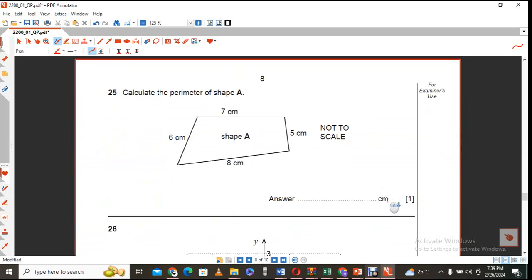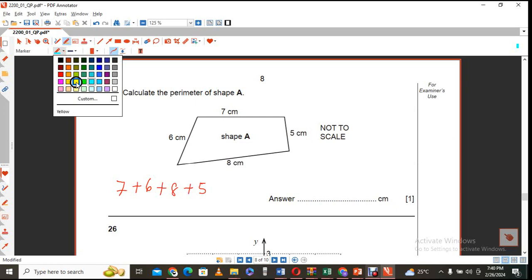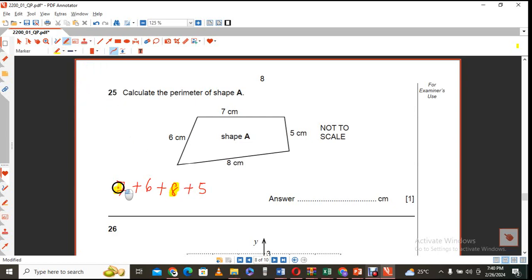Now question 25 wants you to find the perimeter. You simply add everything around. So you say 7 plus 6 plus 8 plus 5. It's totally up to you. Now you can see how I'm adding; I've seen learners making mistakes. You should know that 8 plus 7 is nothing but 15, plus 5 plus 6. I think you see that that is 20, and the final answer is 26. It's much easier for you to do that. Okay.